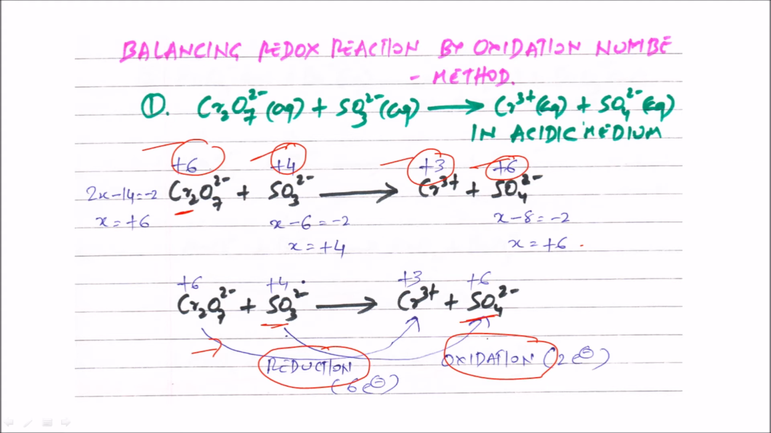Right, now after identifying oxidation and reduction, we need to mention the number of electrons also, or we need to make the number of electrons equal in both the steps, oxidation as well as reduction. Now just check how many electrons are involved here. The first one, dichromate to chromium ion. You know, we got a change in oxidation number, +6 changes to +3.